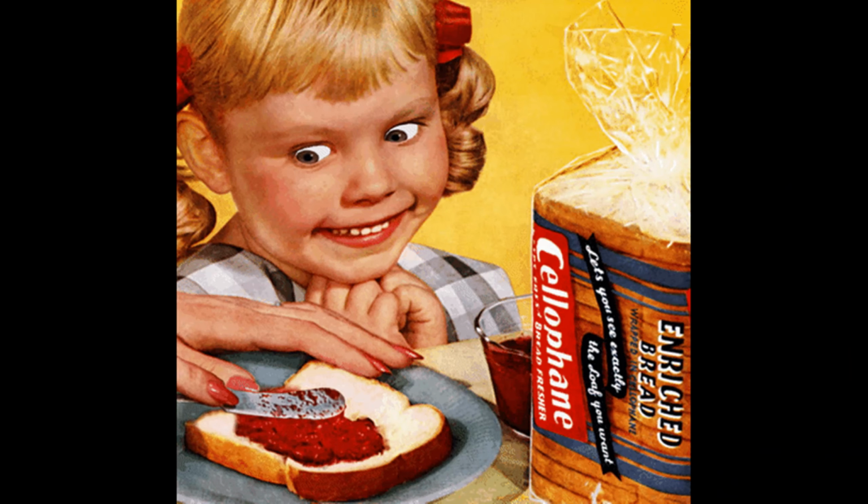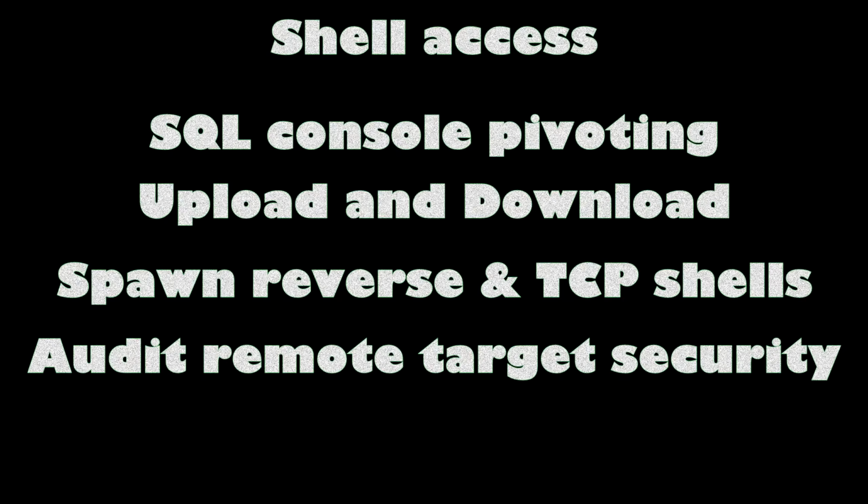So what if we can upload a polymorphic, obfuscated PHP script to our target web server and then be able to spread across the network like some jelly on toast? Well, my friends, let's talk about Weebly, the weaponized web shell. Features include shell access to the target, SQL console pivoting, upload and download files, spawn reverse and direct TCP shells, audit remote target security, port scan and pivoting, and many, many more. So let's dive in and find us a web server to pound.